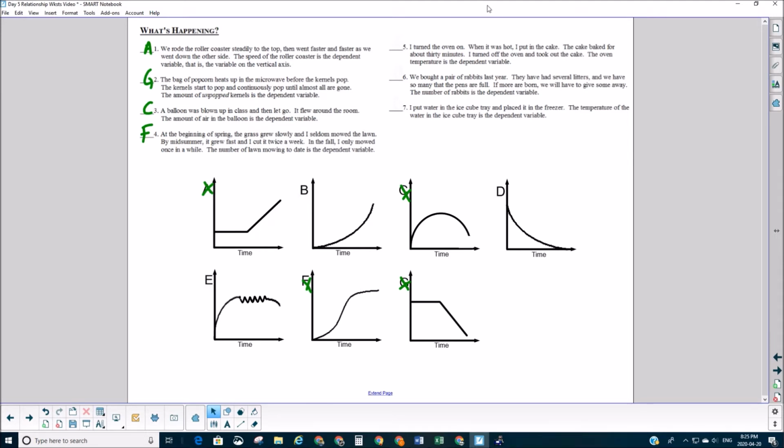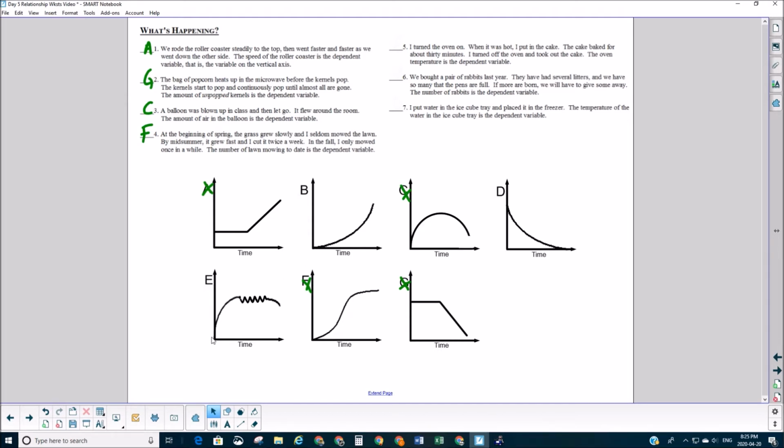Okay, so we have to have something about the temperature. Obviously, when you turn it on, it's going to go up. The temperature is going to get warmer. So it can't be D. It's either going to be B or E. That's all we have left. This one suggests that the temperature goes all the way up and then stays there. And that's a pretty good guess.